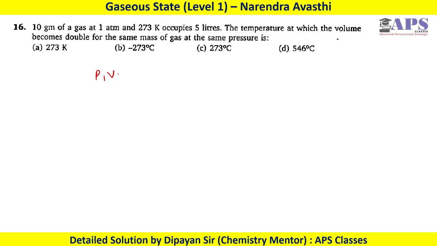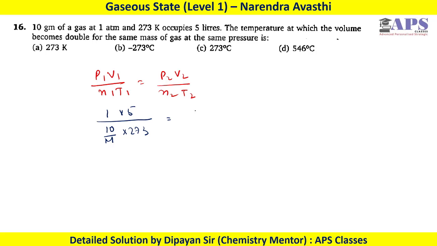So here we can again apply P1 V1 by N1 T1 equal to P2 V2 by N2 T2. Now we can put the values, that is 1 into 5 divided by given weight by molecular weight, which will give the number of moles, multiplied by 273. This is the initial condition. Final condition: same pressure, so pressure is again 1. Twice of its volume, so 5 into 2, and given weight is same, and we have to find the temperature.